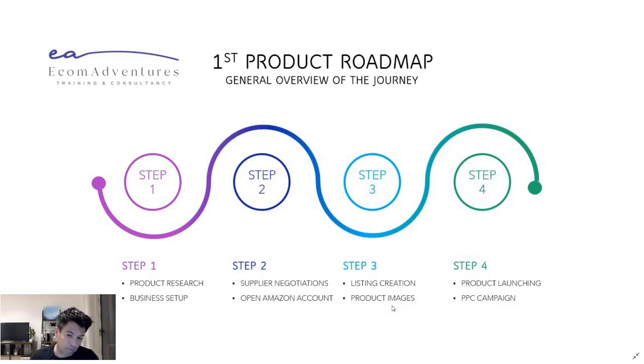Okay, extremely important. This is step 3. Once you have all this, we're moving on to product launching and PPC campaign. This is step 4, product launching. So you have done all the steps and you're about to launch your product. Your product just hit the Amazon warehouse and starts selling.